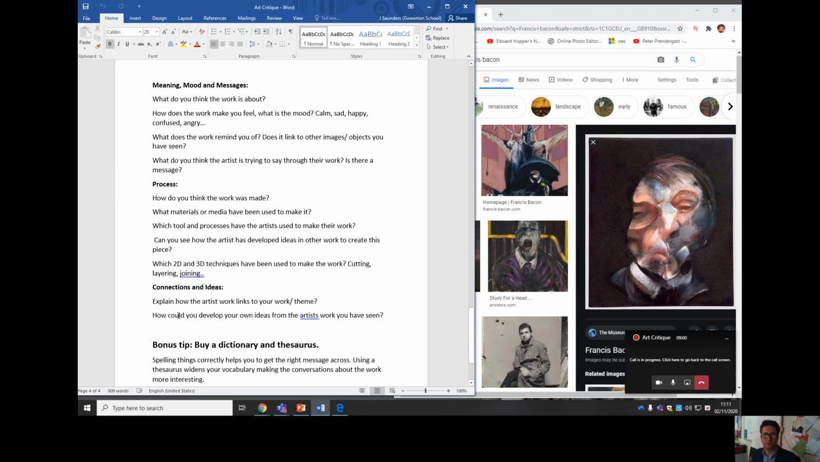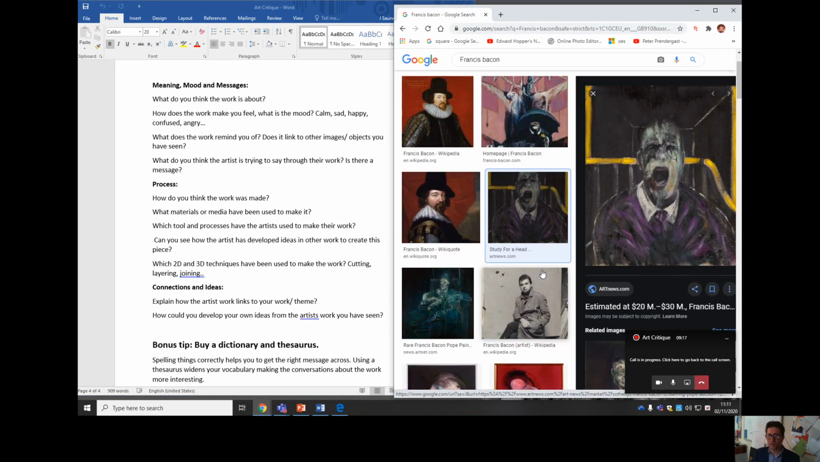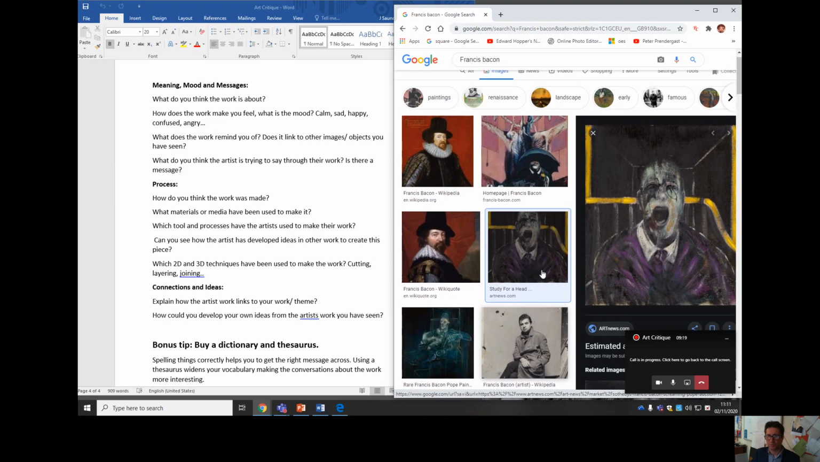meaning, mood, and messages. What do you think the work is about? How does it make you feel? Does it make you feel calm, sad, happy, confused, angry? Talk about that. What does it remind you of? When I'm looking at Francis Bacon's work, there is some of this image here that we can see. That's based on a famous painting by an old master artist, which was a very technical piece of work. But Francis Bacon became obsessed about it, and he kept drawing it, and kept painting it.